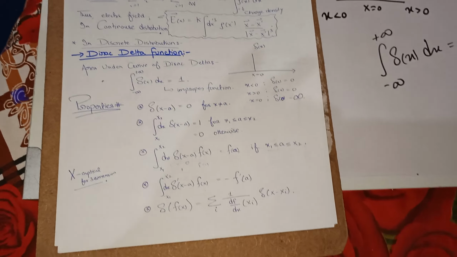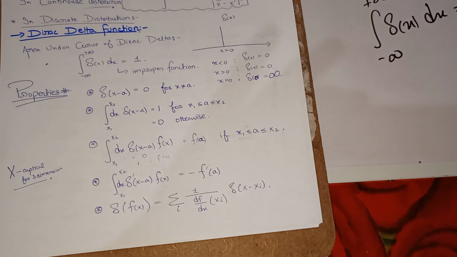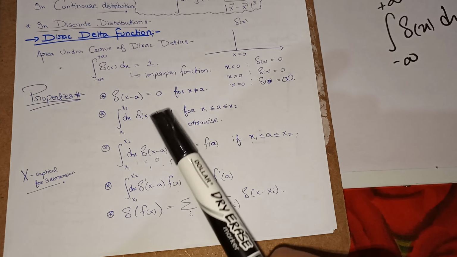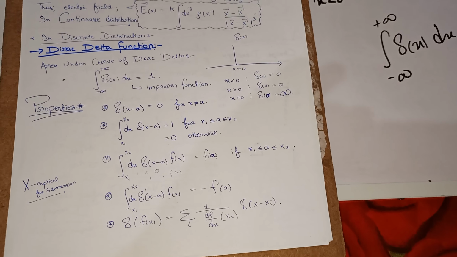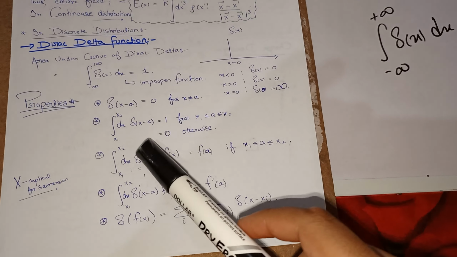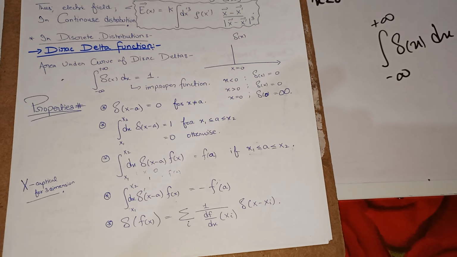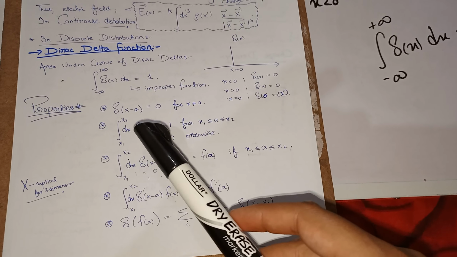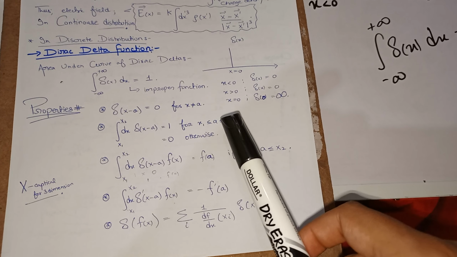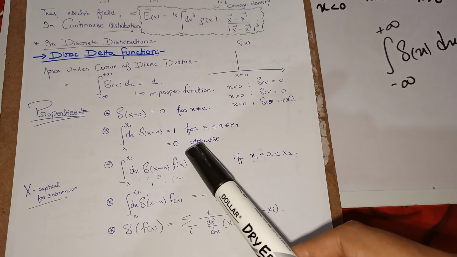There are some properties we will discuss in this lecture. You can see that when there is a Dirac function delta of x minus a, it becomes equal to 0 if x is not equal to a. Moreover, there is another property: if you take the integral of the Dirac delta function delta of x minus a from x1 to x2, it becomes equal to 1 when x1 is smaller than or equal to a, and a is smaller than or equal to x2. Otherwise it is 0.